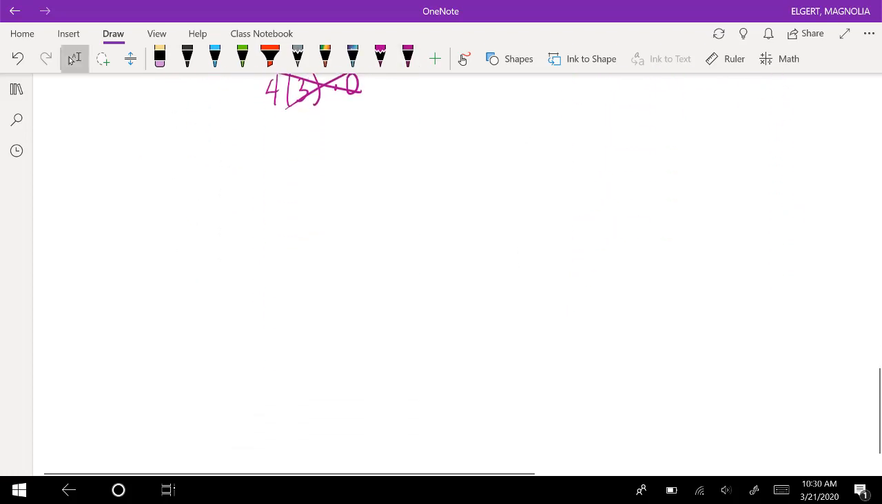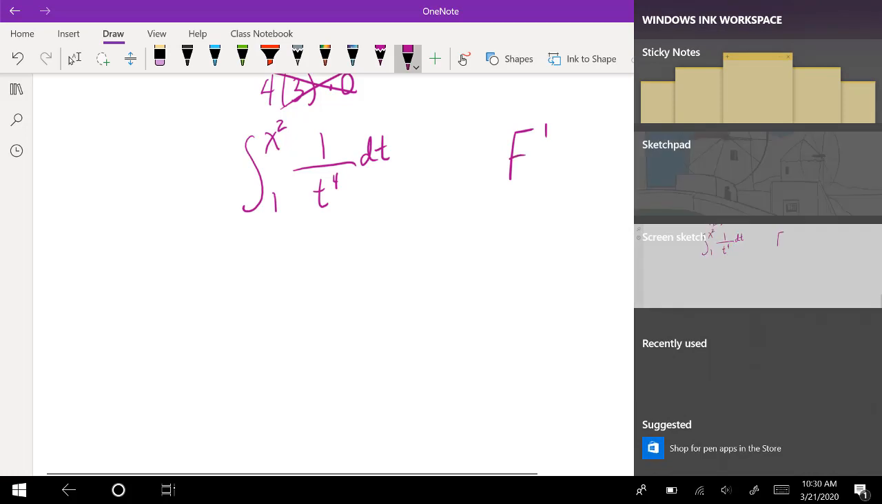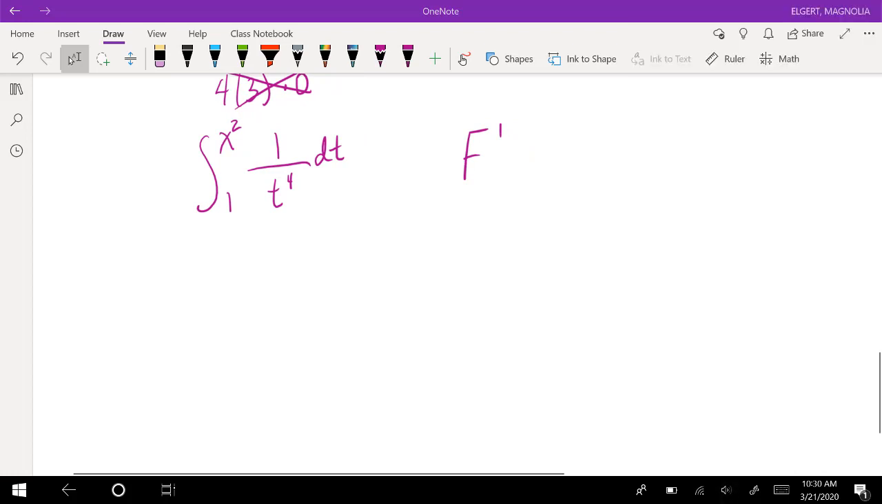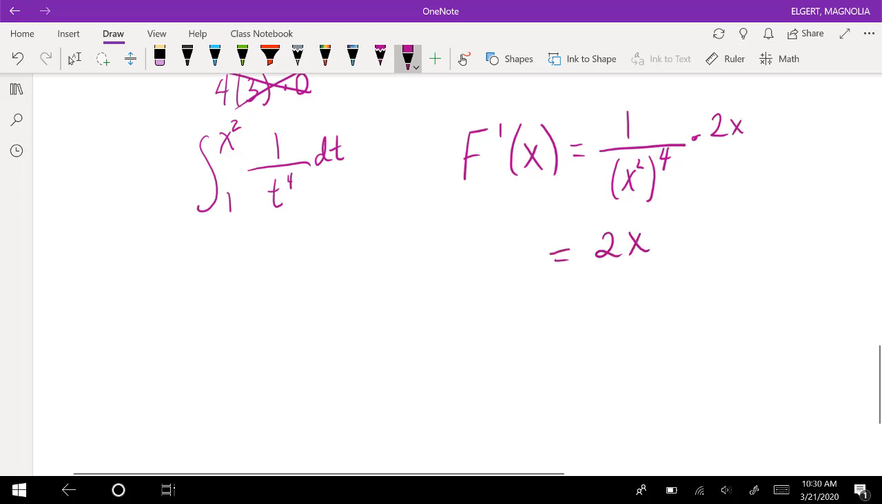All right, let's try another one. What if you just have like from 1 to x squared of 1 over t to the 4th dt, and you want the derivative of that function. So I would have 1 over x squared to the 4th, but I'd have to multiply by the derivative of x squared, which is 2x. So it would be 2x over x to the 8th, which is not correct in calculus. That would be 2 over x to the 7th. So that would be my derivative.